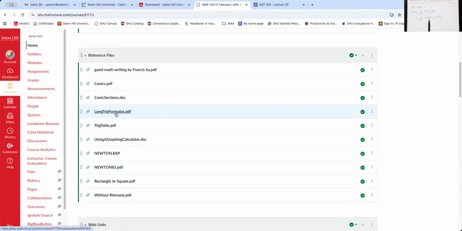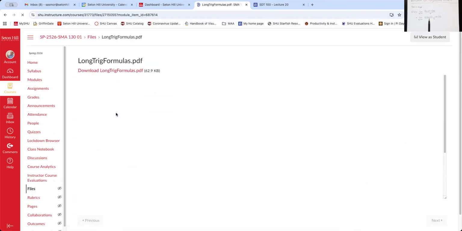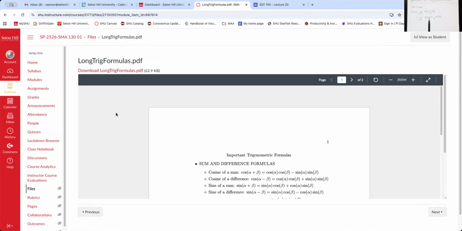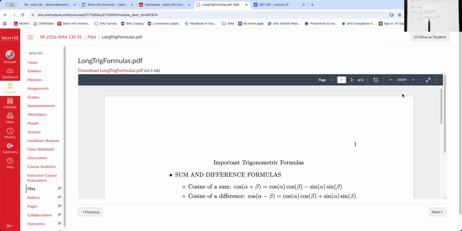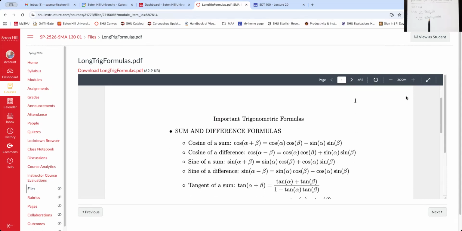If I go to that long trig formulas file, here's a PDF of all of the trig formulas that I did in the trig class that I, of course, have memorized. No, hell no. So let's take a look right here at the top. It says sum and difference formulas. Well, that's what I'm trying to take. I'm trying to take sine of a sum. And there's a formula for the sine of a sum. Third one down. So this is the problem, Dean.